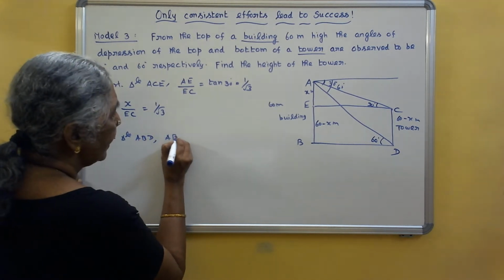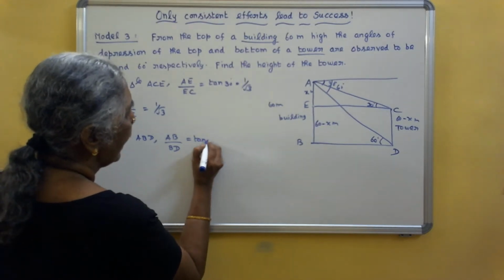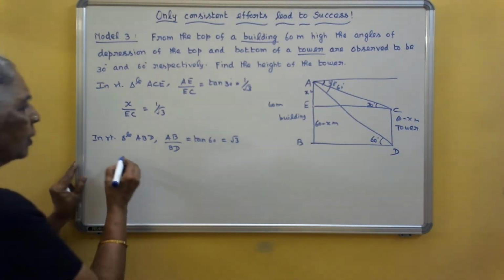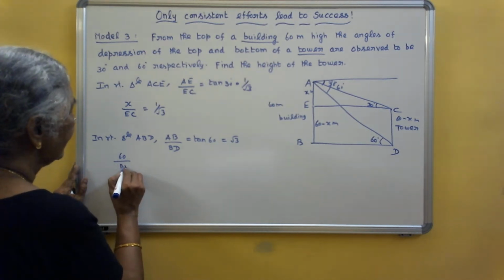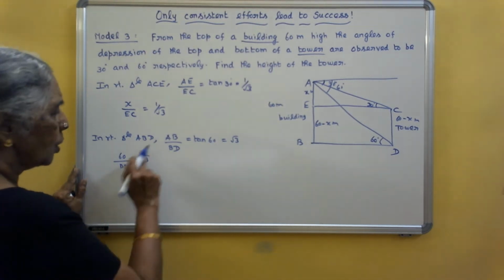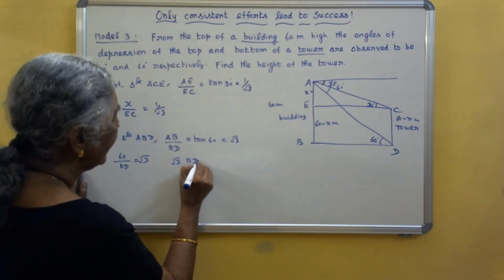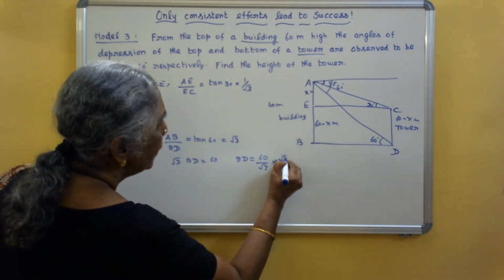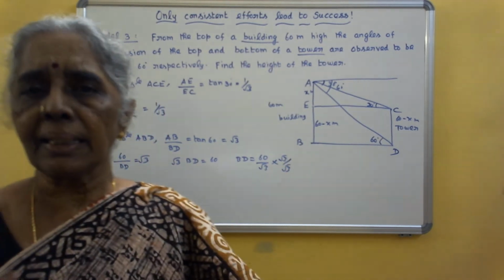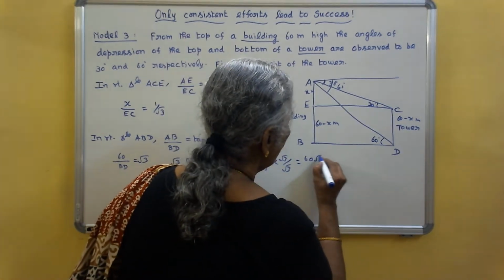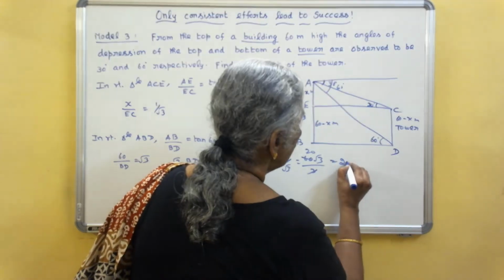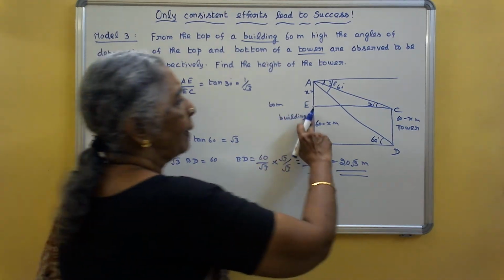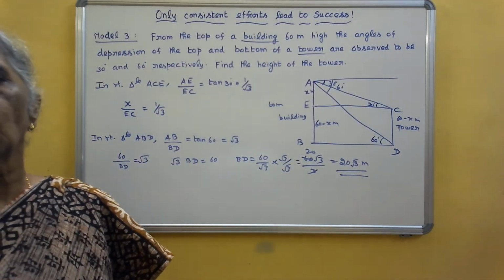Now I am coming to the right triangle ABD, AB by BD, that is equal to tan 60, which is root 3, correct? Now, AB, I know it is 60 meter. So, 60 by BD is equal to root 3. So, you cross multiply. Root 3 BD is equal to 60. So, BD is equal to 60 by root 3 into root 3 by root 3. So, the denominator is 3. So, you will get 60 root 3 by 3 or 20 root 3 meter. Which one? BD. When BD is 20 root 3, automatically EC will be equal. That is also 20 root 3, correct?